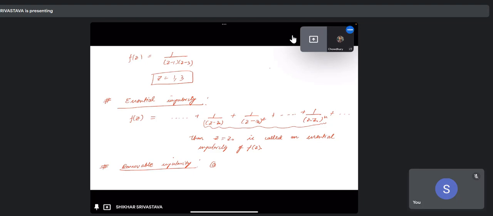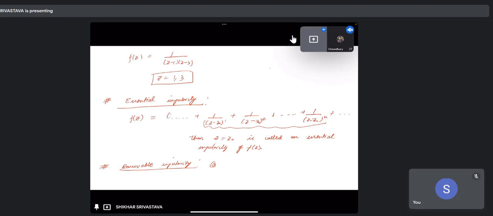Suppose you've been given a function and it has infinite powers of negative power. By that I mean suppose you have 1 upon z minus z naught to the power 1 plus 1 upon z minus z naught to the power 2, up to an infinite number of powers existing for z. If you see this kind of function, then you could say that at z is equal to z naught, f(z) has an essential singularity.